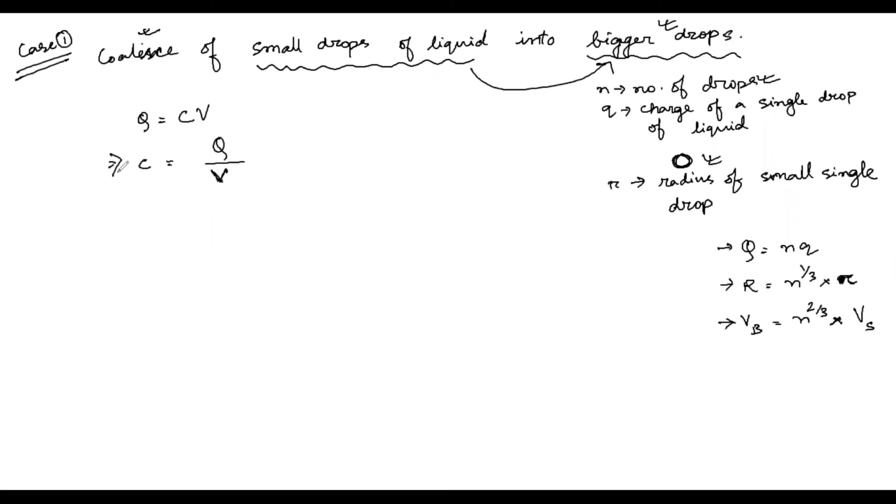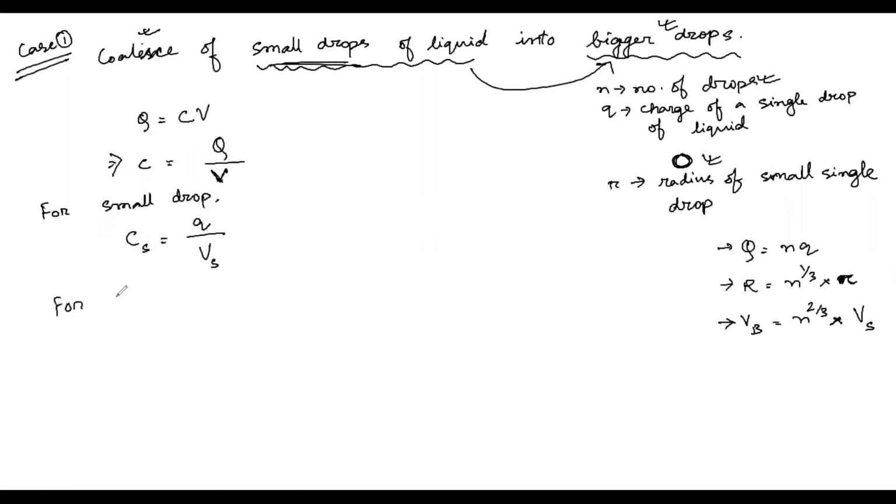Now, if I want to know it for the bigger drop, let's first find the capacitance for the smaller drop. For the smaller drop, our capacitance expression will be Q by V suffix s. This Q is the charge acquired by a small single drop of liquid, and V suffix s is the potential acquired by that single small drop. So C suffix s is the capacitance value of that small drop.